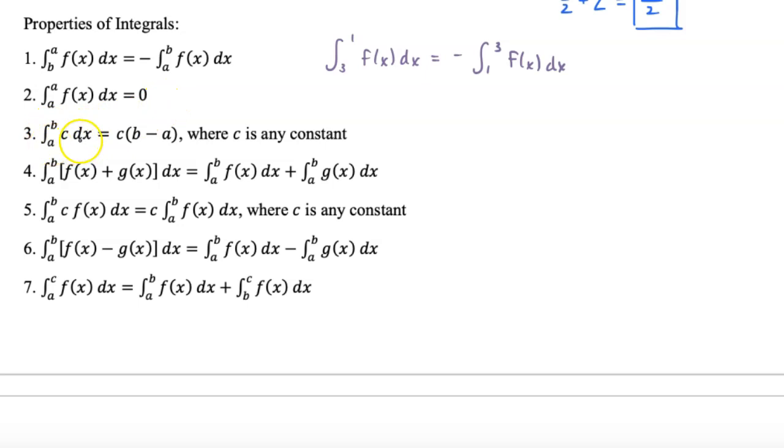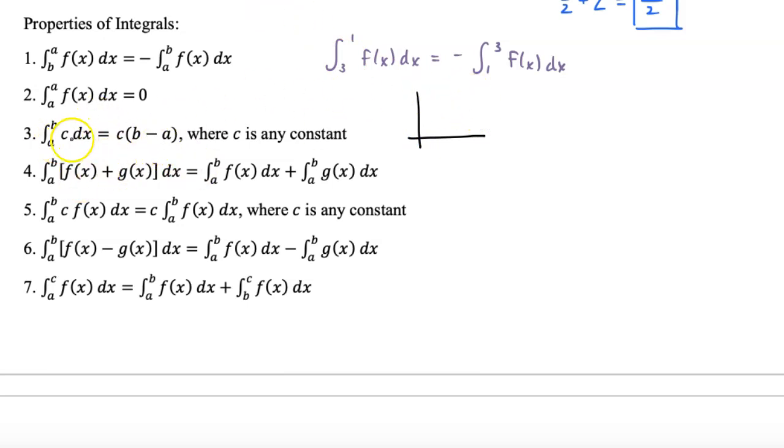If I've got the integral of a constant, that tells me that this is going to be the constant times my upper minus my lower bound. And let's see why this makes sense. Because if I have a function that's a constant, then what does this look like? This really looks like a straight line.